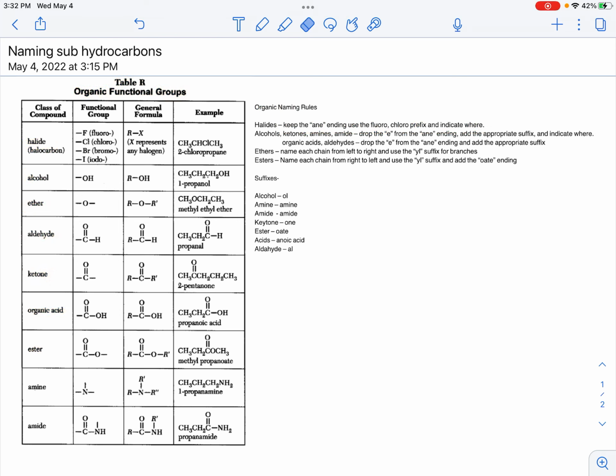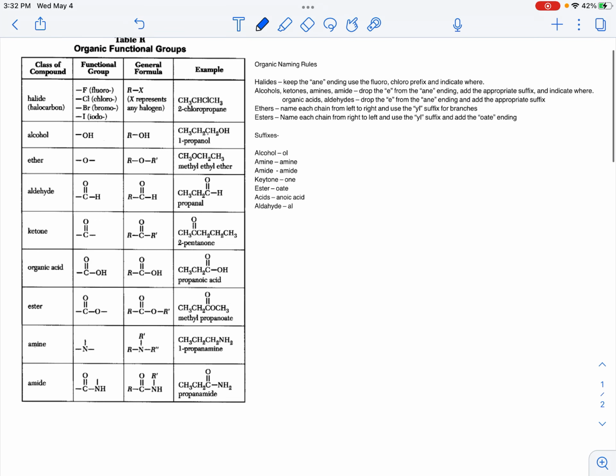So let's take a look, and we'll just go straight down the line. Let's look at something that is a halide. I will just draw them below right here, and I'll try to make them different from the examples in this column. So we'll start with this one. This is going to be a halide. You can identify it as a halide because it has a fluorine on that second carbon.